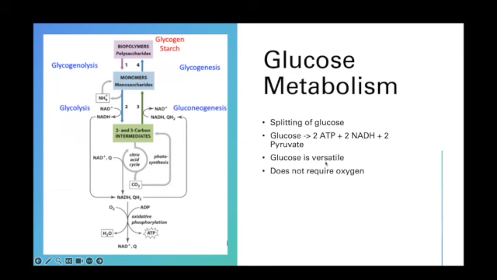And glycolysis itself does not require oxygen. However, if we want to get that full free energy, and if we want to produce a lot of ATP, then we need to enter oxidative phosphorylation, for which we do require oxygen. But for glycolysis itself, we do not require oxygen.